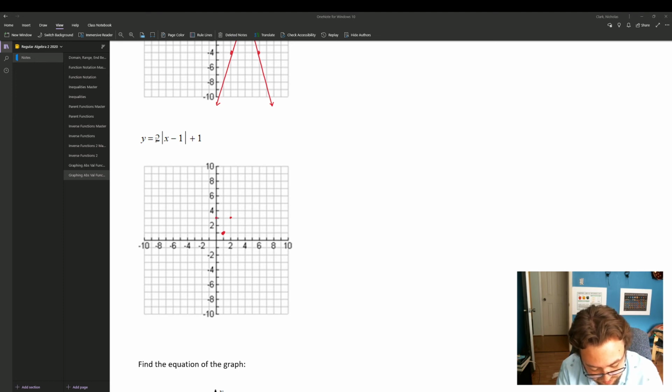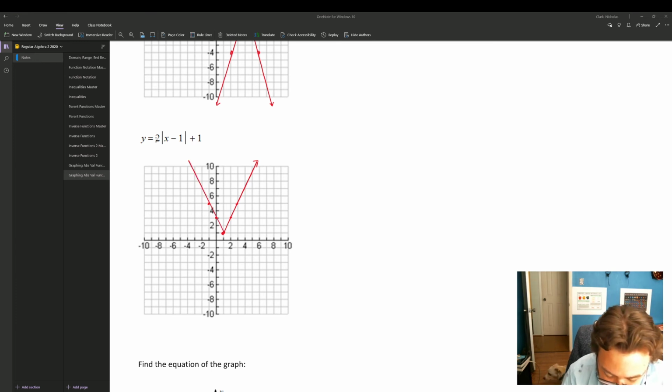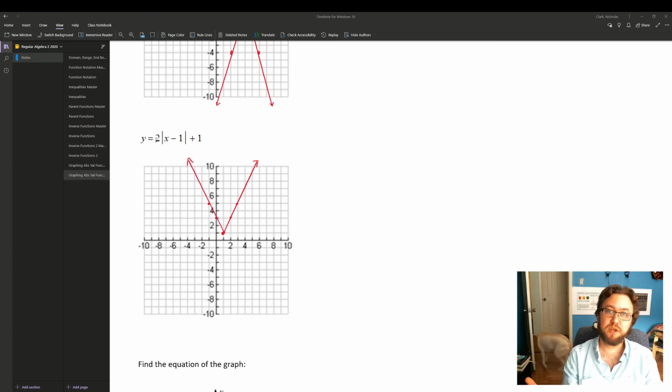I always like to double check. We're going to connect the dots. They're nice lines. Always make sure you put arrows on there because they're continuous. And there we go. Not too bad.